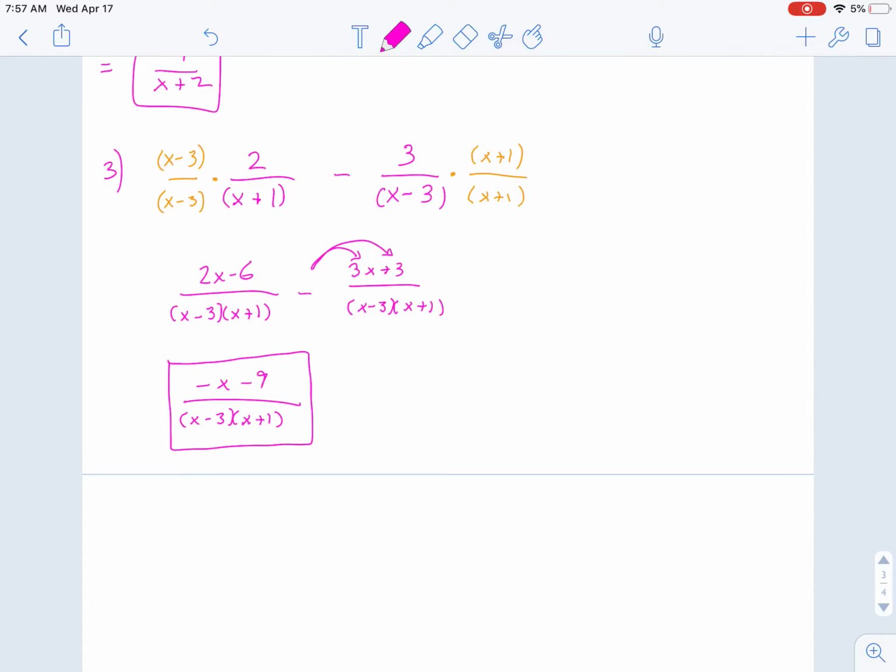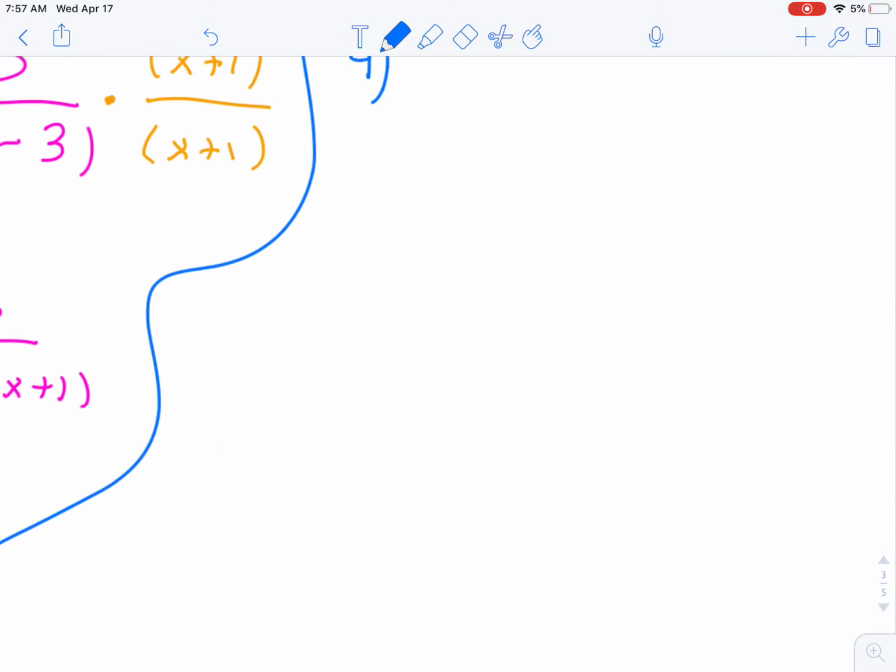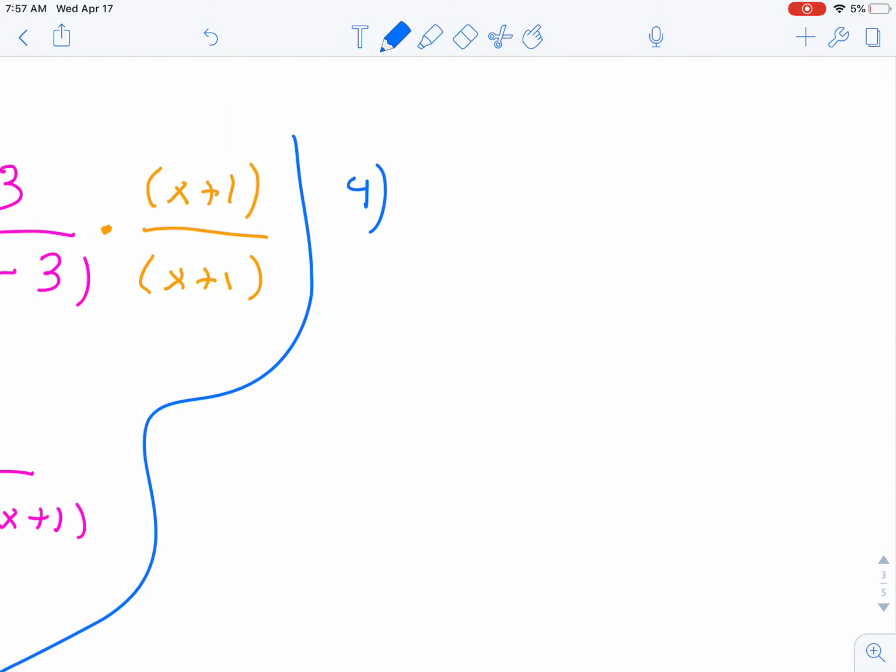Okay, number 4. I'll do this in blue just to make it clear here. Okay, number 4, this is going to be very similar to your challenge question on the quiz. So if you can get this one right as well, you would get a 4. 2 over x squared minus 4 plus 1 over x minus 2, or sorry, x plus 2.